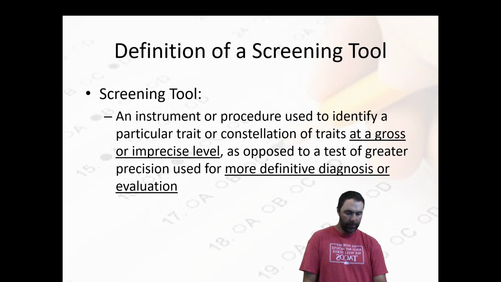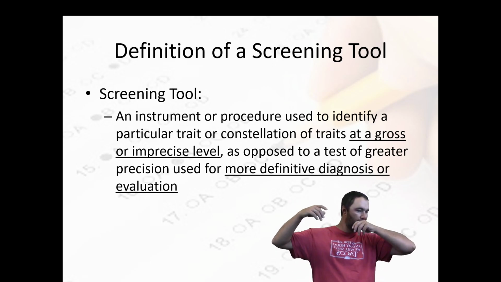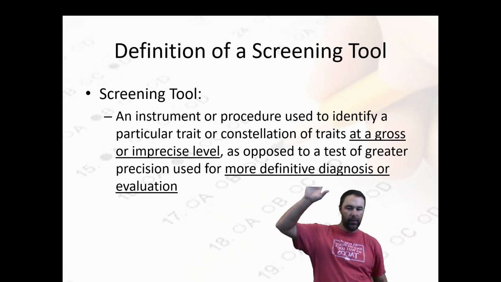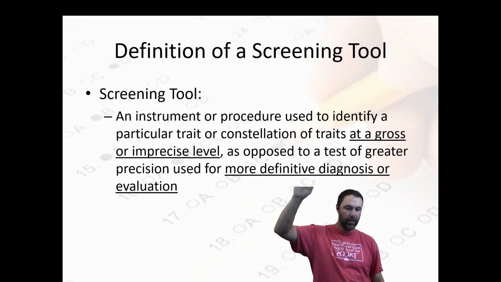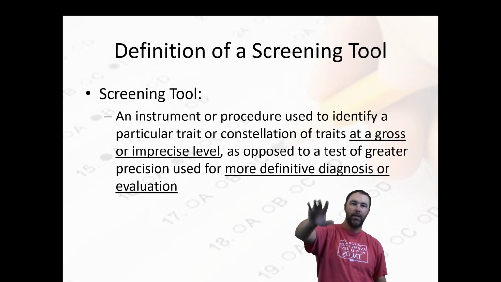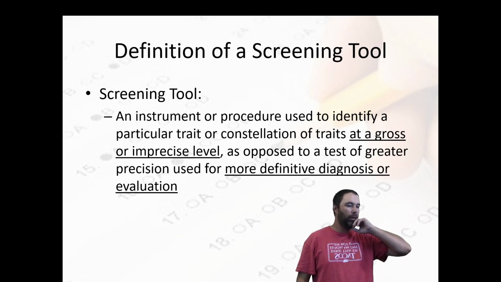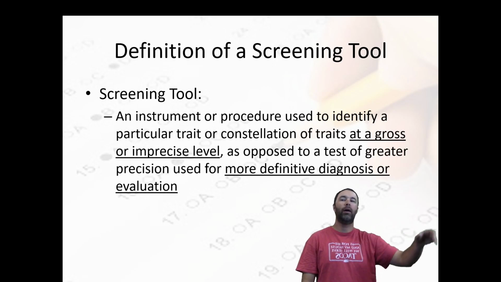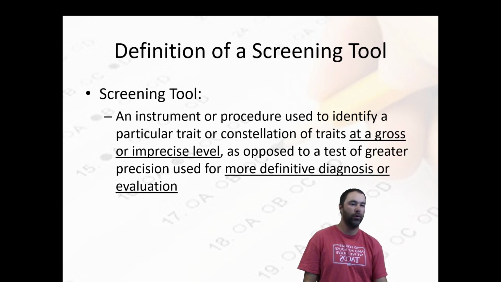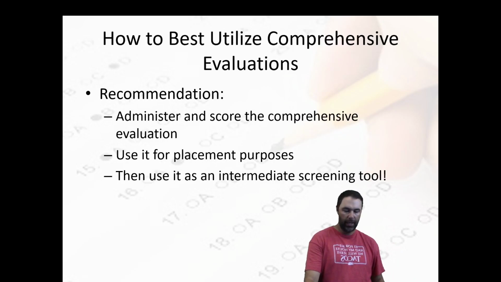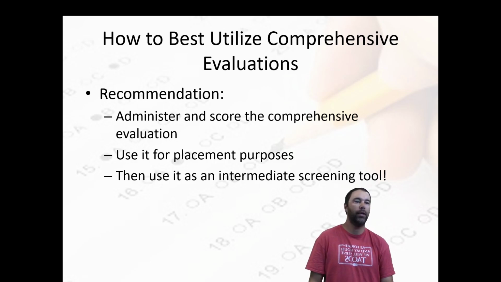Okay, so when we think about what that gives us, it gives us that they're having difficulty with receptive semantics, or expressive syntax, or other big, broad areas. That's usually what our composite scores are giving us. Now, I want to make the argument that we can get a lot more detailed goal-writing material by utilizing that comprehensive evaluation as an intermediate screening tool.